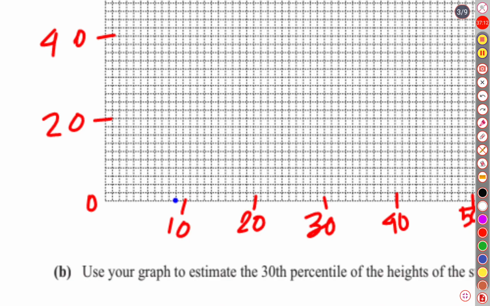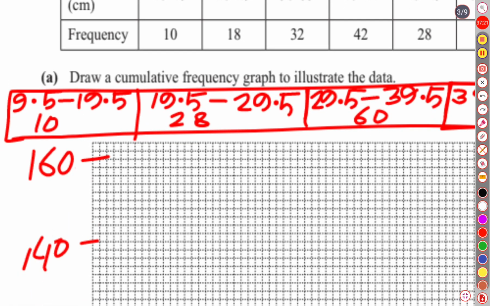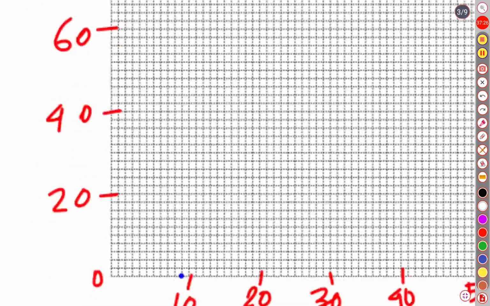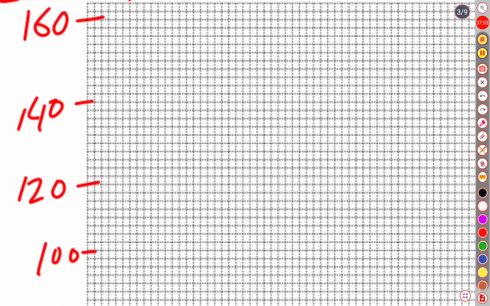Yes, this is 9.5. Then, when our upper bound is 19.5, our cumulative frequency is 10. Where is 19.5? This is 19.5 and this is 10. So it is going to be over here, this one, at 19.5, 20, then it is going to be for 10 here.